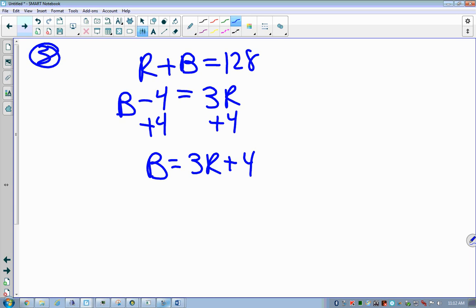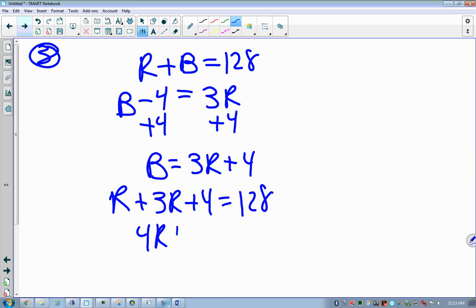But I'm going to do it this way just so you're seeing something, where I've got r, and now I'm going to substitute in for b. 3r plus 4 equals 128. Okay, that's giving me 4r plus 4 equals 128. That gives me 4r equals 132.